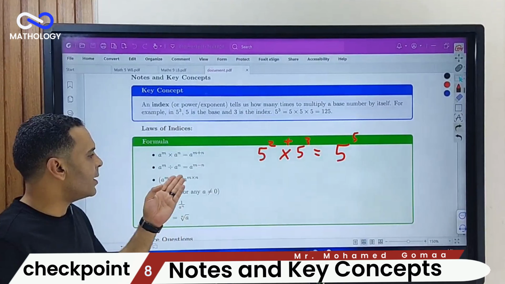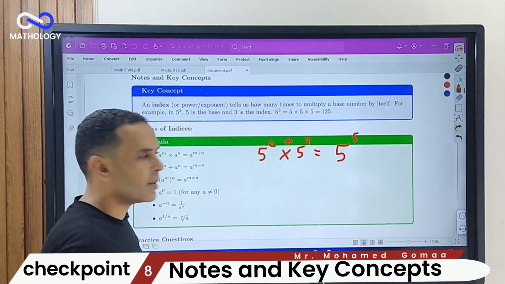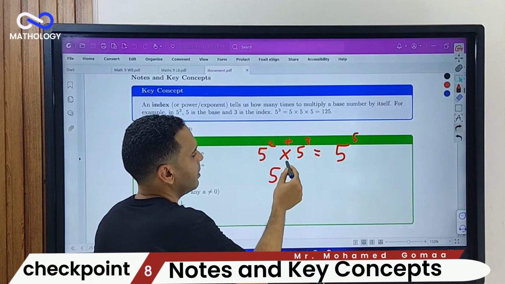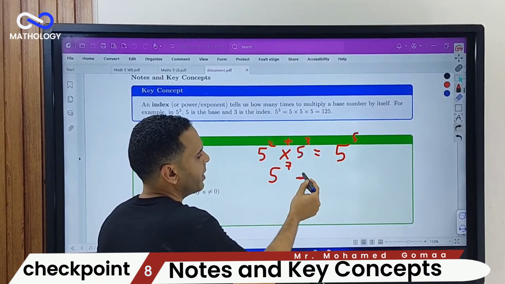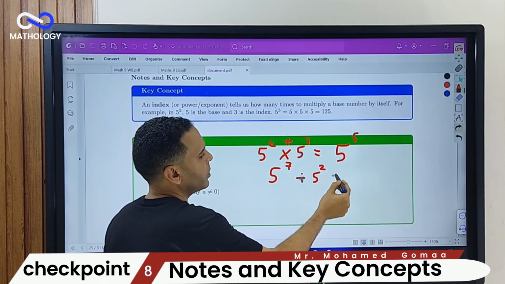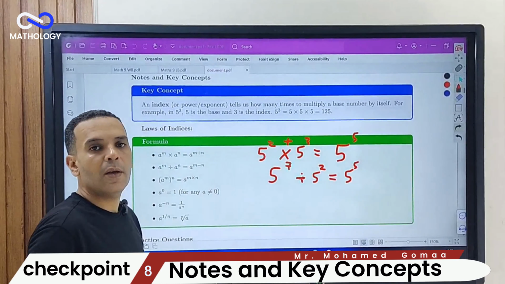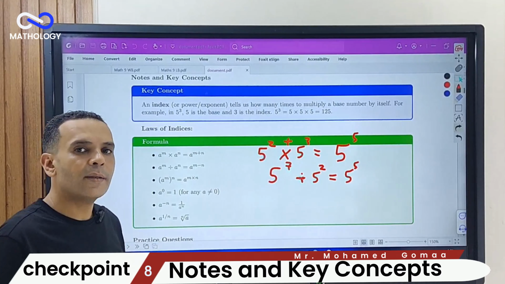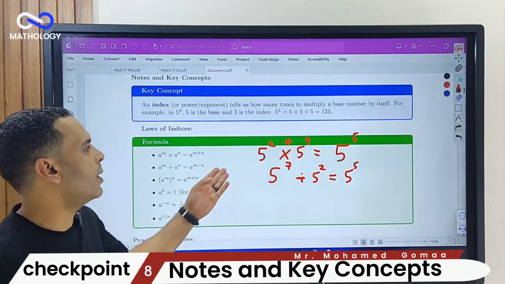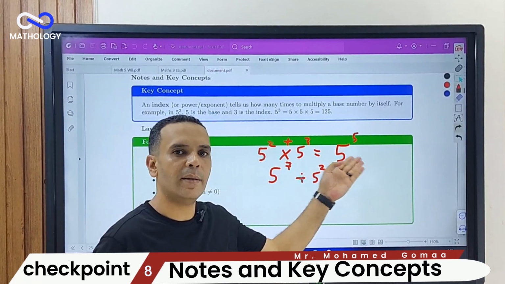But when you divide like bases, subtract their powers. When you divide 5 to power 7 by 5 to power 2, this will be 5 to power 5, like this one. When you divide like bases, subtract their powers. When you multiply like bases, add their powers.